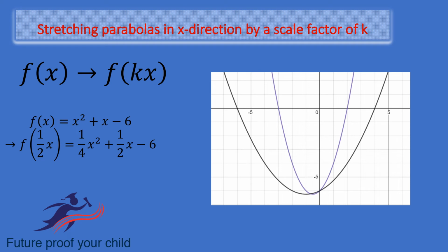Then if our k value is a fraction, between 0 and 1, you can see it's a lot fatter, so my x-intercepts are a lot bigger than the original. As you can see, it is a lot more stretched out.